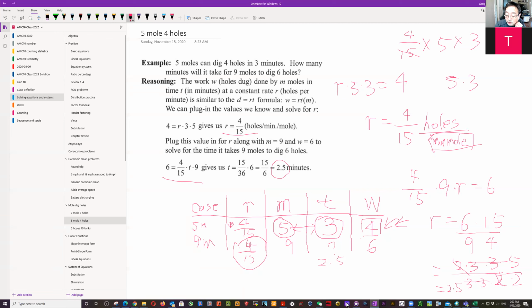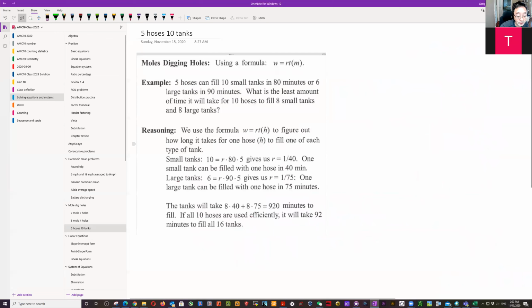So basically, each hole, so basically this is for 4 holes. And if we divide it by 4, each hole will take 15 over 4 mole minute to dig. So basically this is some information we can use in the later problems. So this is a problem where we're going to use this concept.